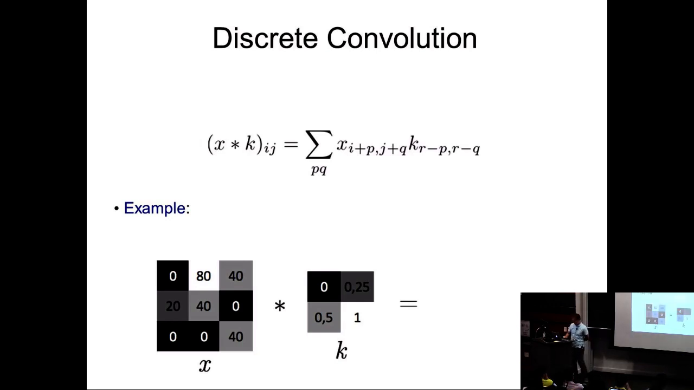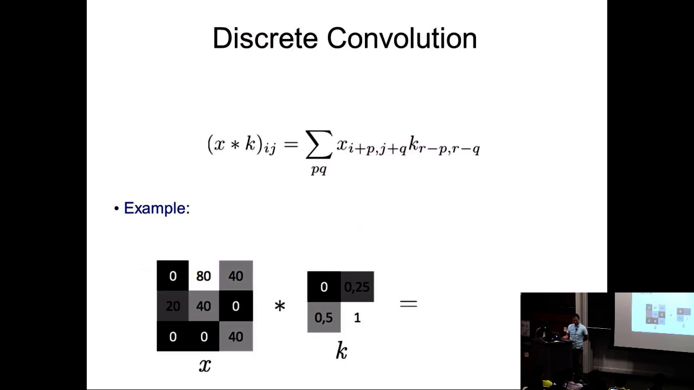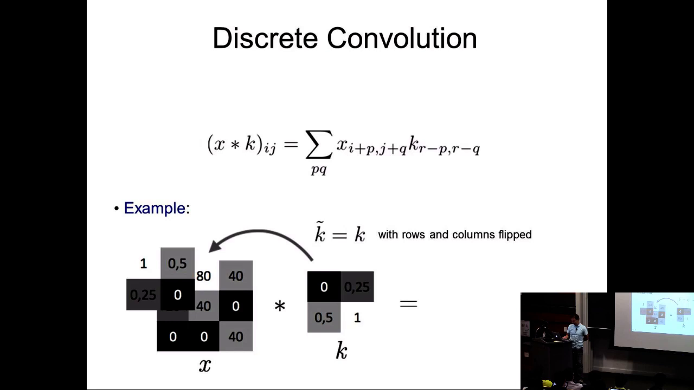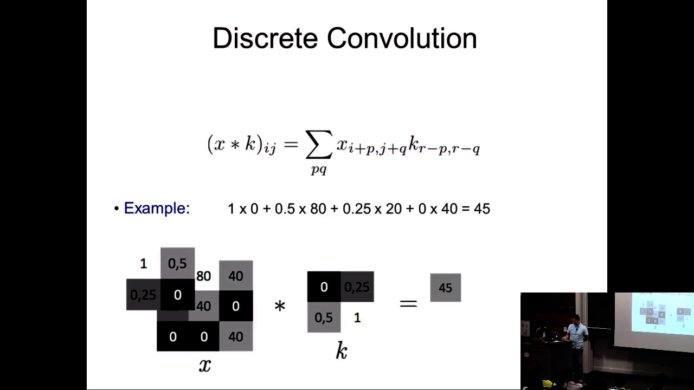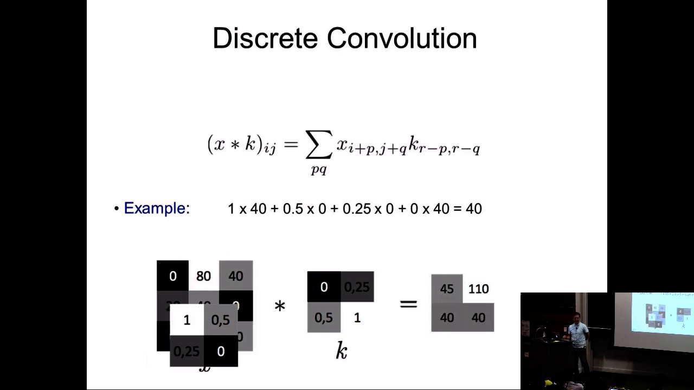Let me give you an example. Sometimes it's easier to look at the example. If this is my X and I want to convolve it with K, what do I do? I take this matrix, I flip it, and I multiply it to these 4 numbers. That's the definition of the convolution. So in this case, you say 1 times 0, 0.5 times 80, 0.25 times 20, 0 times 40. You add it up, you get the number 45. And then again, you convolve it here, you get 110, you convolve it here, you convolve it here.